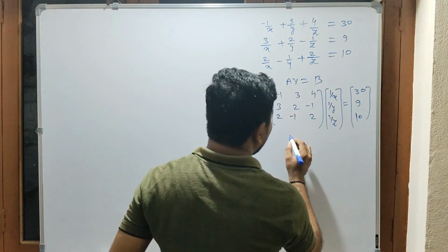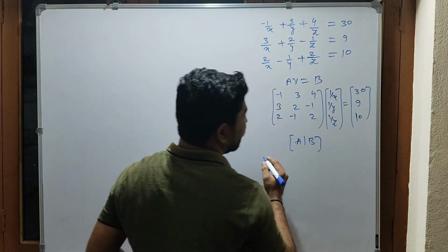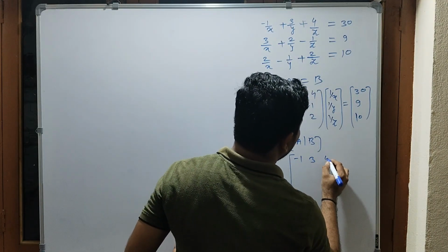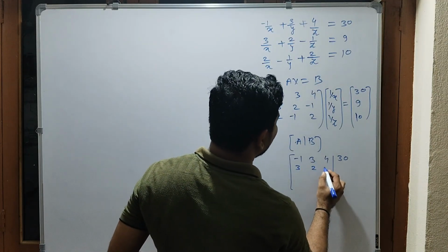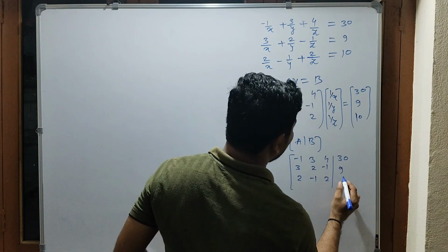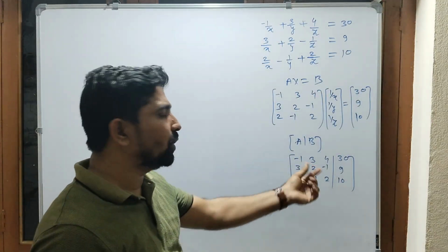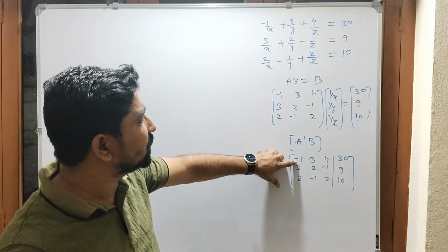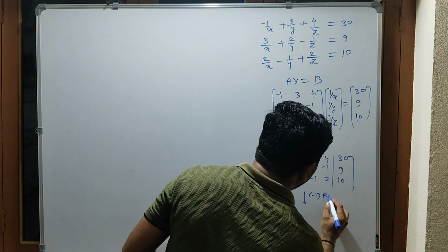Now the next step is to convert Ax equal to b into the augmented matrix [A | b]. Here A is given: minus 1, 3, 4, this is 30; 3, 2, minus 1, this is 9; 2, minus 1, 2, this is 10. Now I want to convert this minus 1 into 1. This is the first non-zero entry from the left of row R1. I want to convert this minus 1 into 1, so I am applying the first elementary operation, multiplying row R1 by minus 1.